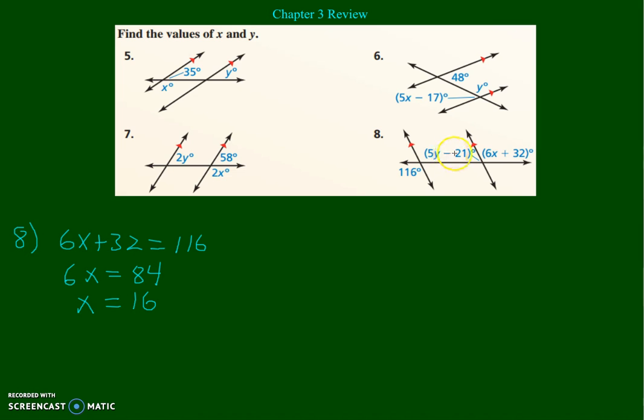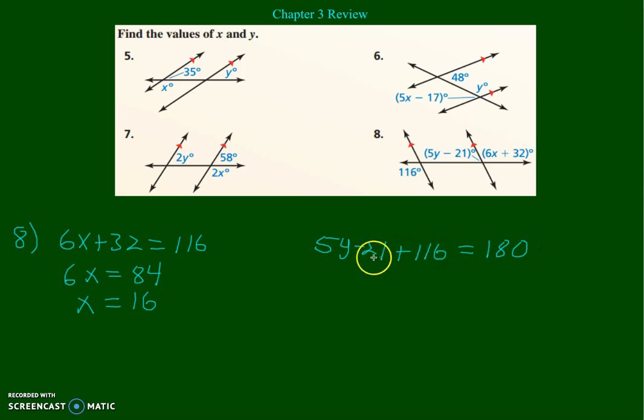Now in this case, this angle and this angle are linear pairs. We know that these two angles are congruent, so this angle is equal to 116. So since these are a linear pair, this angle plus 116 is going to equal 180 degrees. So 5y minus 21, this angle, plus this angle, 116, again because these two are congruent, equals 180.